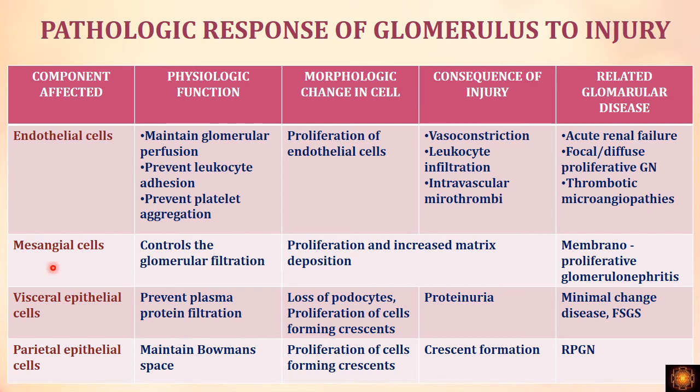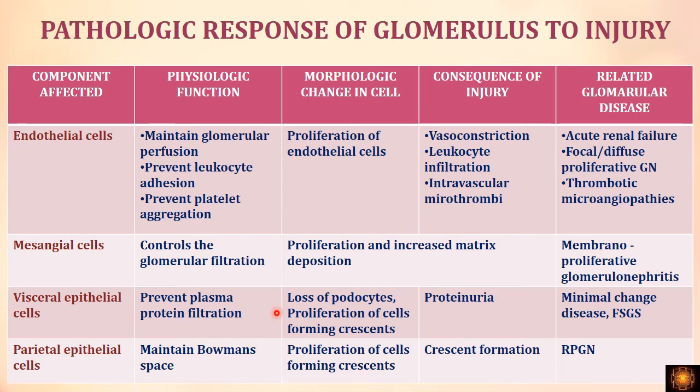Then what about the mesangial cells? Mesangial cells also control the glomerular filtration. Whenever there is an injury or irritation, there is a proliferation of these cells, and these cells start depositing the matrix. So there is an increased matrix deposition whenever there is mesangial damage. And the related glomerular disease is membranoproliferative glomerulonephritis.